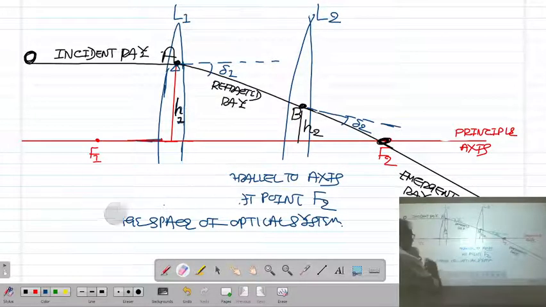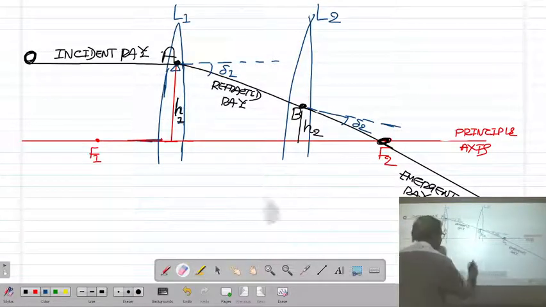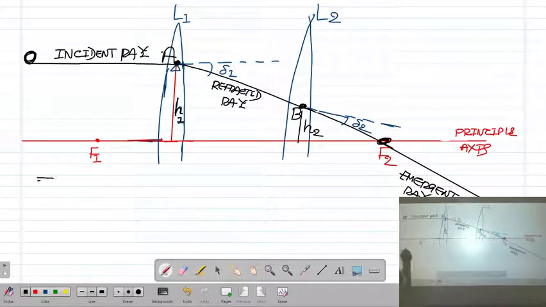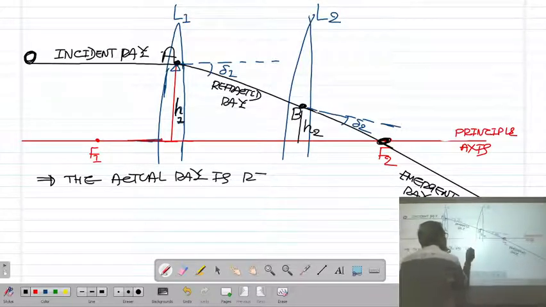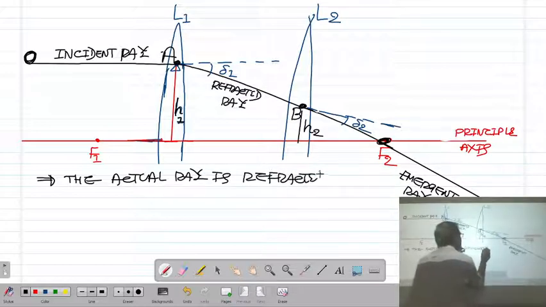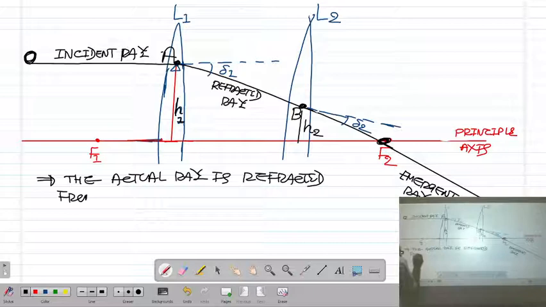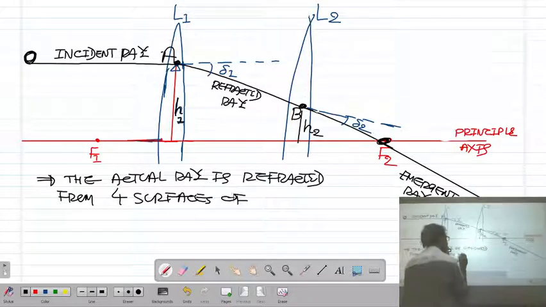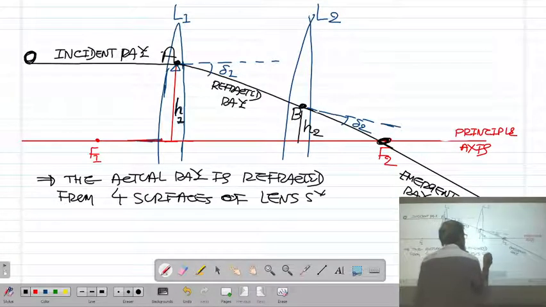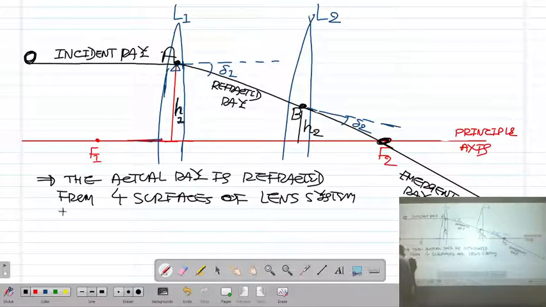So next, the actual ray is reflected from four surfaces of the lens system and follows the path.